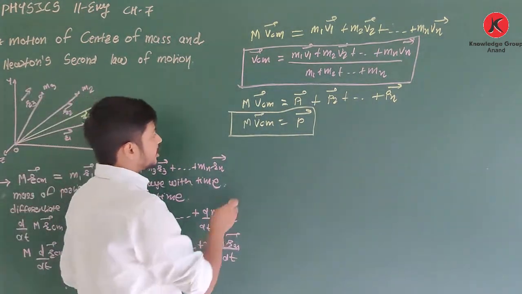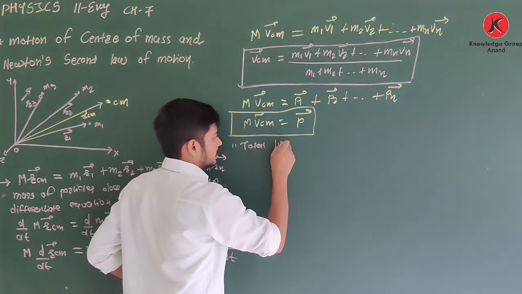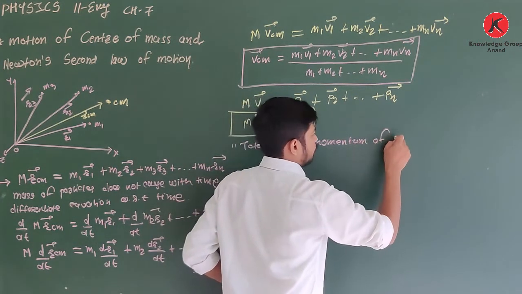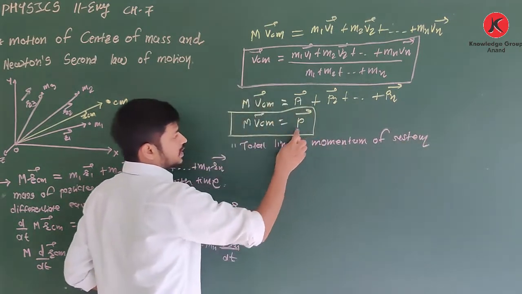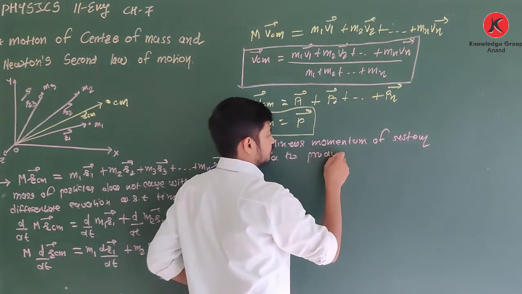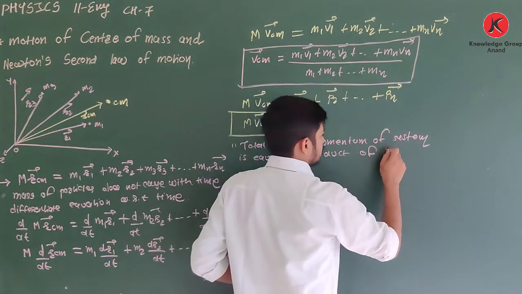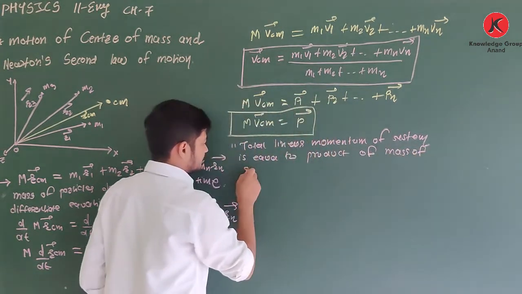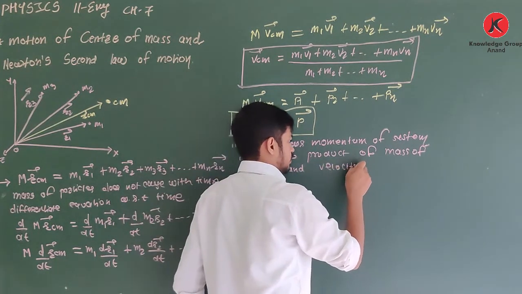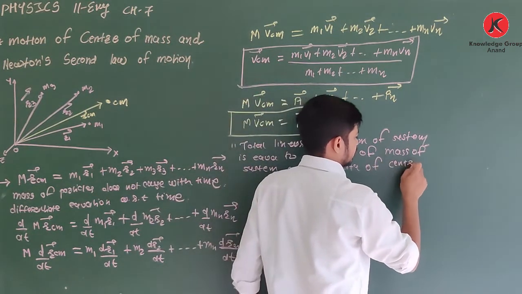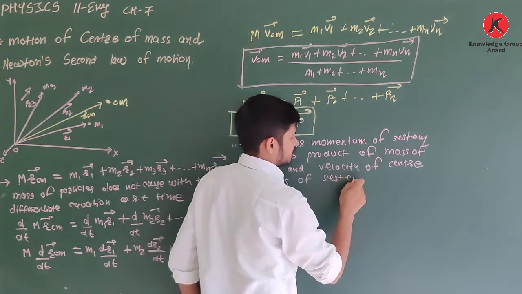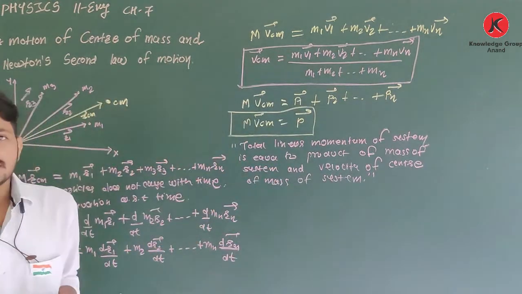Here I will write the statement: total linear momentum of the system is equal to the product of the mass of the system and the velocity of the center of mass of the system. Clear about this? This statement you have to remember.